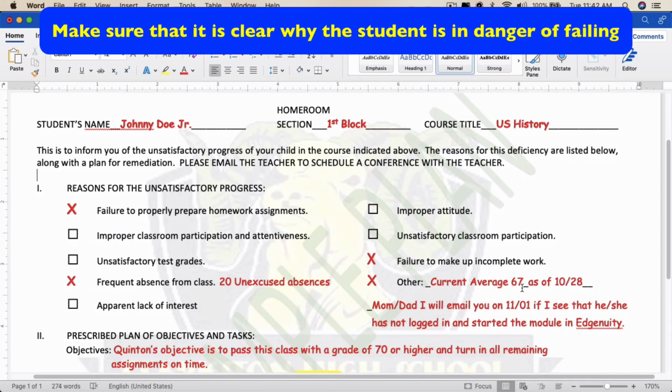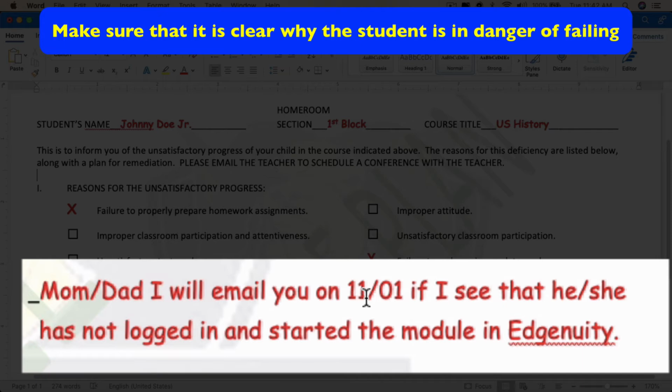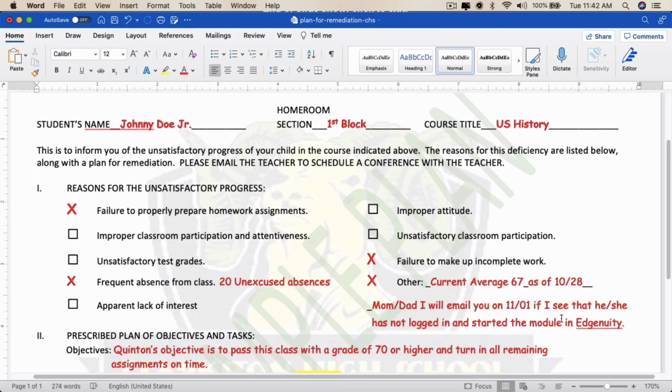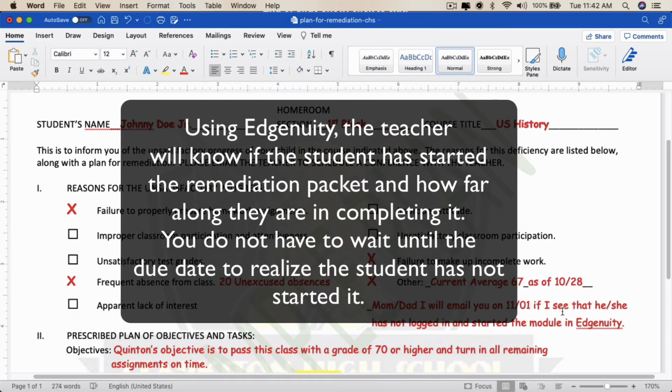It's very important that the why area, the reasons for the unsatisfactory progress, be spelled out in detail. And then I added another note: Mom, Dad, I will email you on November the 1st if I see that the student has not logged into the module to complete the work in Edgenuity. In this situation, the student is completing the remediation work in Edgenuity, so the parent will be notified if the student never logs in.